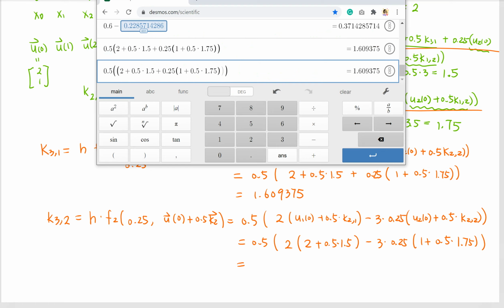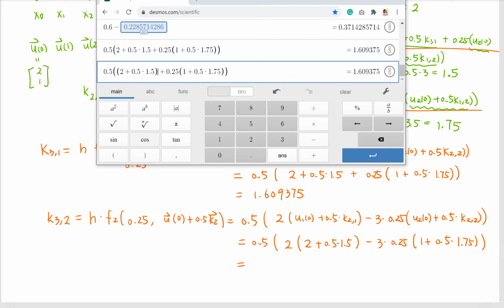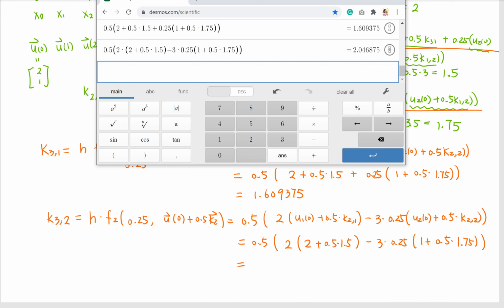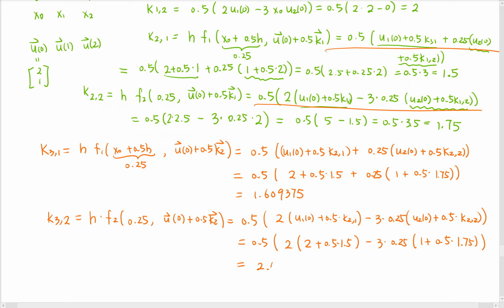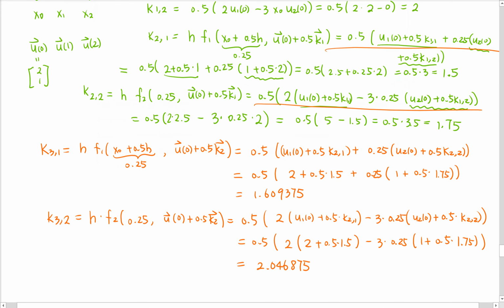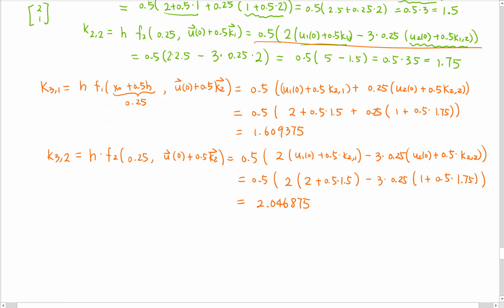Here, input parentheses, and I need 2 times that number, and then minus 3 times that number and that number. Okay, good. So the answer is 2.046875. And this is just K3. We still have K4, but almost there.